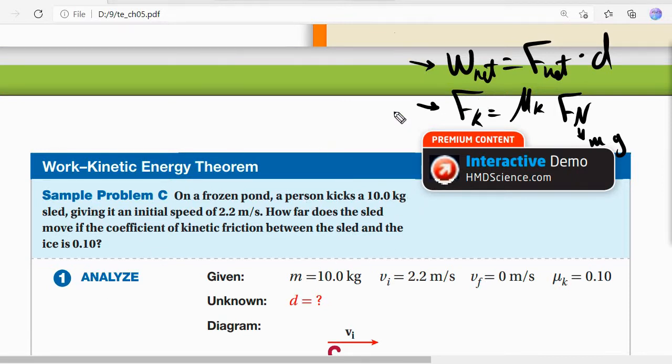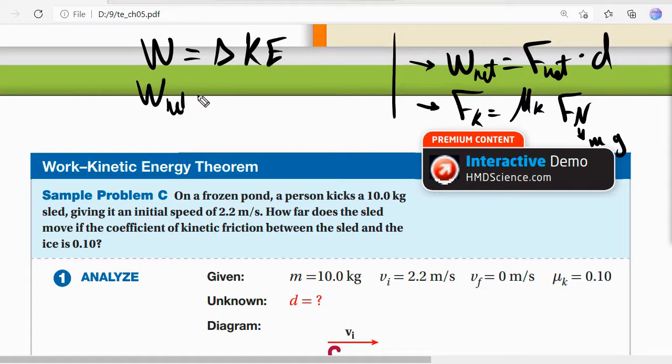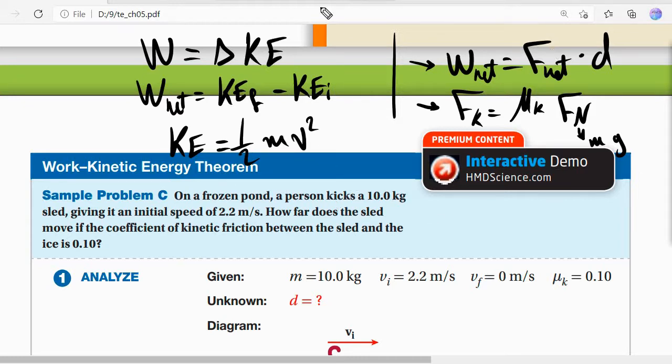And of course, the work equals delta KE. It means net work equals KEf minus KEi. And of course, KE, kinetic energy, equals half mv squared. That is all the equations we took before, and you should remember all of these equations very well to explain this problem now.